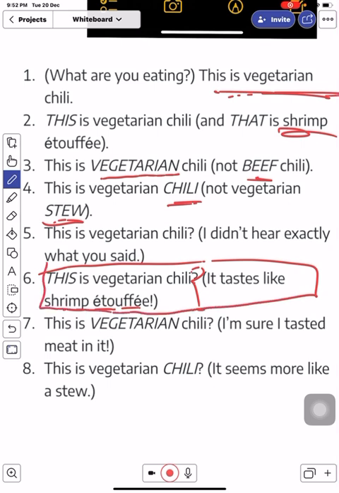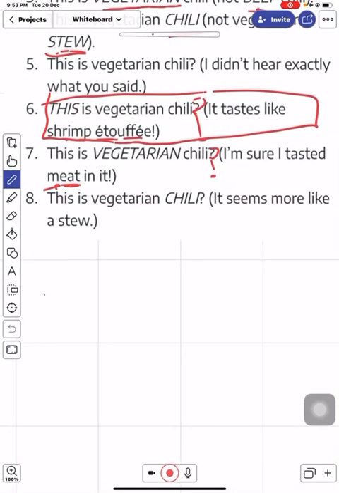The next sentence: this is vegetarian chili? Again, the same interpretation, in the sense that it tastes like meat. It doesn't taste like a vegetarian dish. It tastes like a meat dish, a non-vegetarian dish. So these were the examples of intonation.